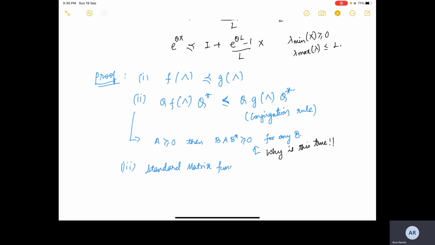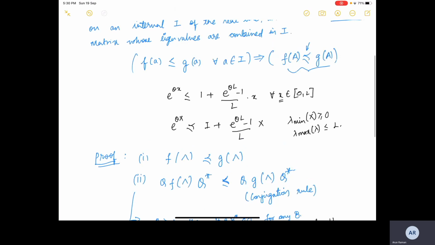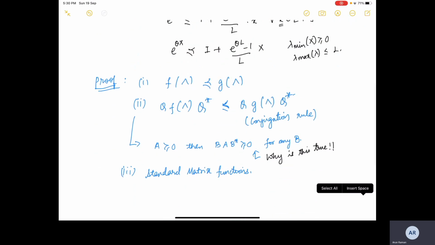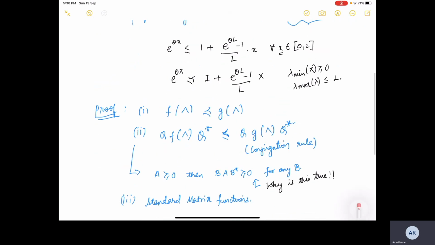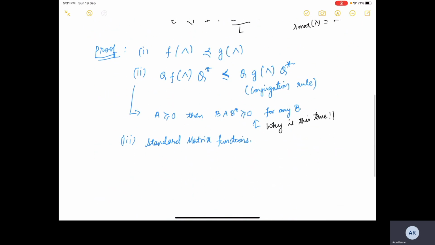Okay, so if you recall, we said that the standard matrix functions are those which apply only to the eigenvalues of this. So when we say f of A, we will take an eigenvalue decomposition. What we will get is Q f of Lambda Q star, and the rest of the proof is quite simple. So this transfer rule is an important side result, a small little result that we will use in today's proof as well.